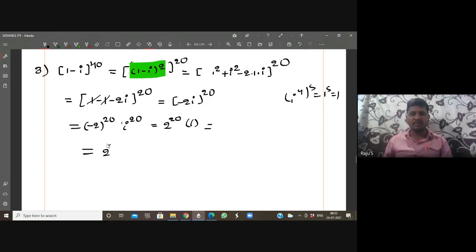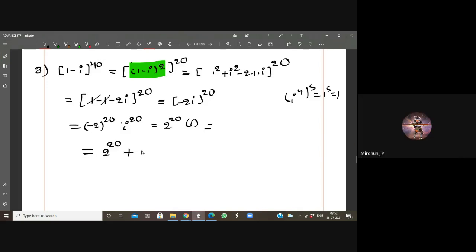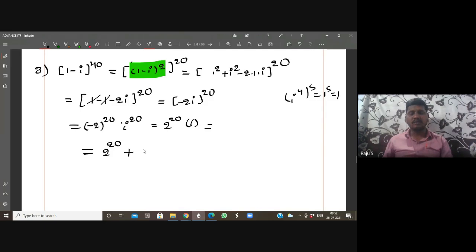Is it in standard form? No. Sir, 2 power 20 we can write as 2 power 10 whole power 2, that is 1024 whole power 2. It is a large number, so you can write it as it is. Then plus 0 into iota. This is the required answer.